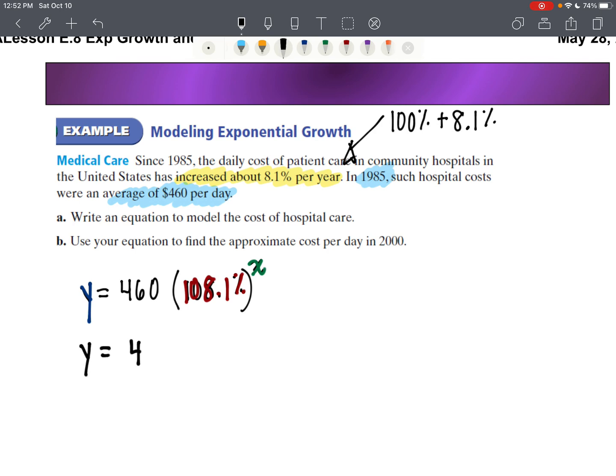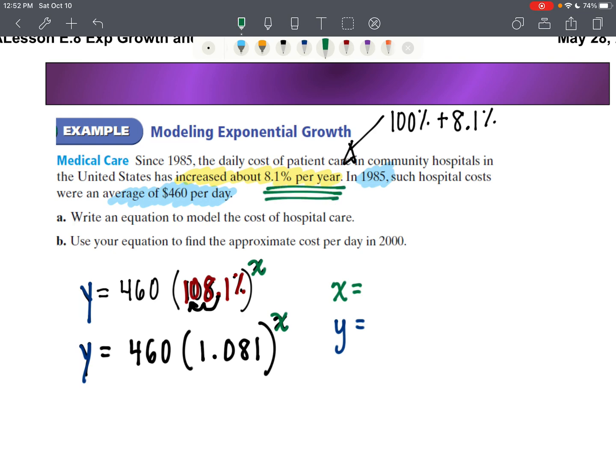We have y equals 460 times, we're going to move that decimal place 2 places to the left. So we divide by 100, 1.081 raised to the x power. And now we can define x, and we can define y. So what does x stand for? X stands for the cost of hospital care. It's increasing per year. So that tells us our 8.1% was every year.